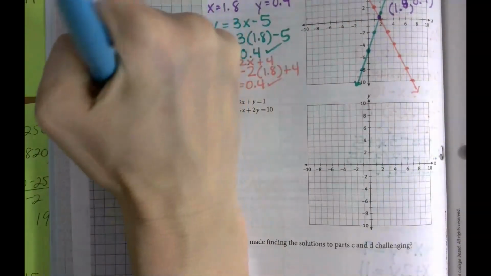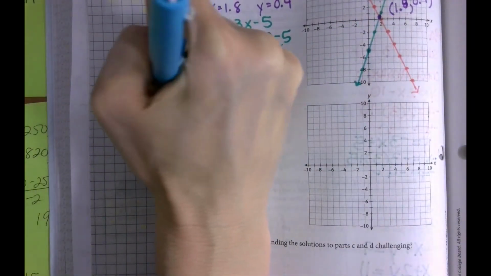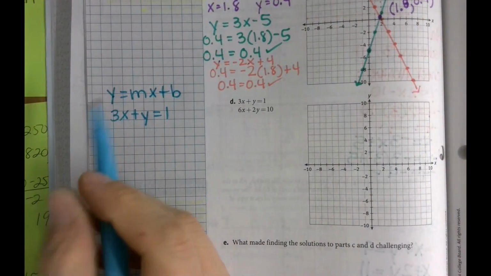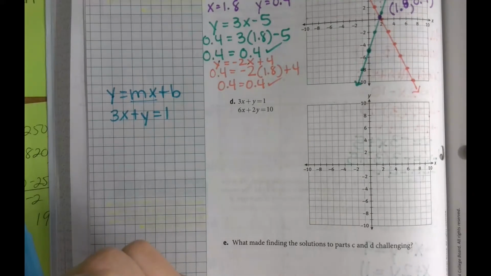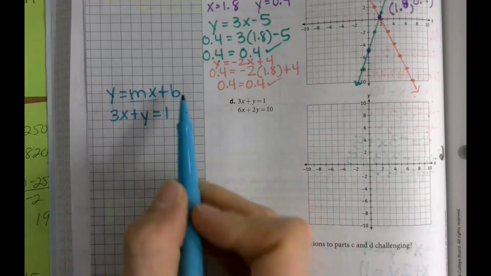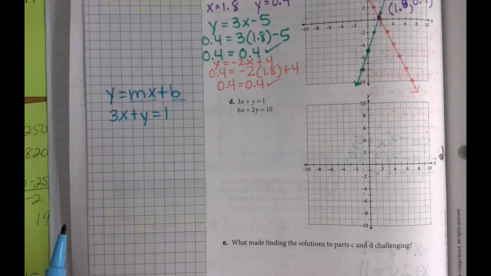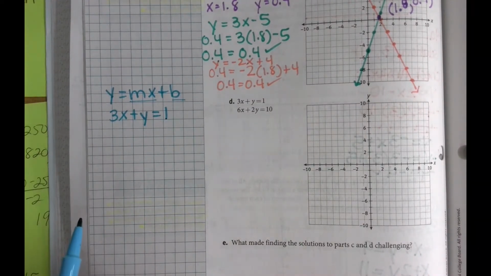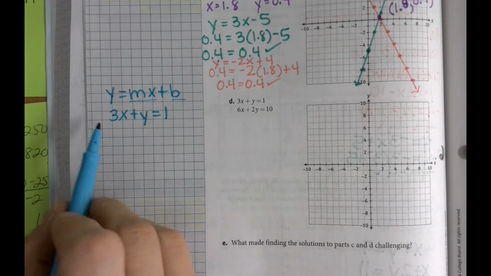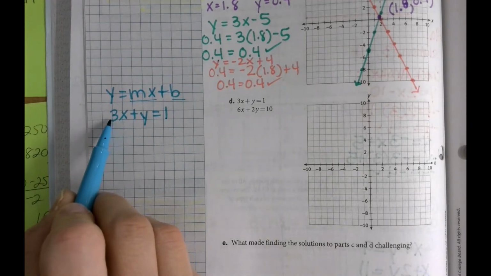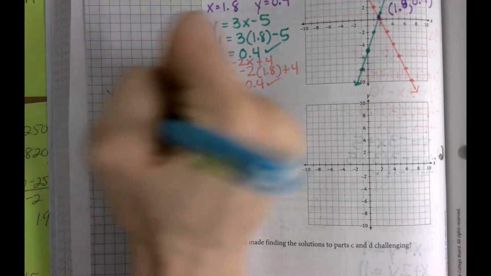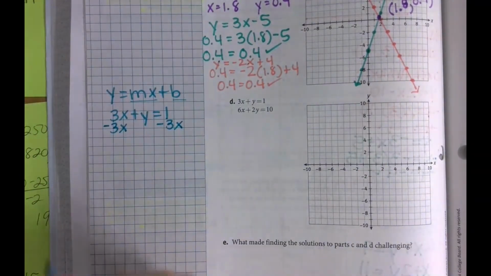So if we want to convert it to y equals mx plus b, we want y isolated on the left side of the equal sign, then we want our mx, our x term, after the equal sign, and then our constant at the end. So I see my constant of 1 is already on the right side. I need to leave that. 3x, that's my x term, which is on the left side of the equal sign. So I need to do the inverse and subtract 3x from both sides.